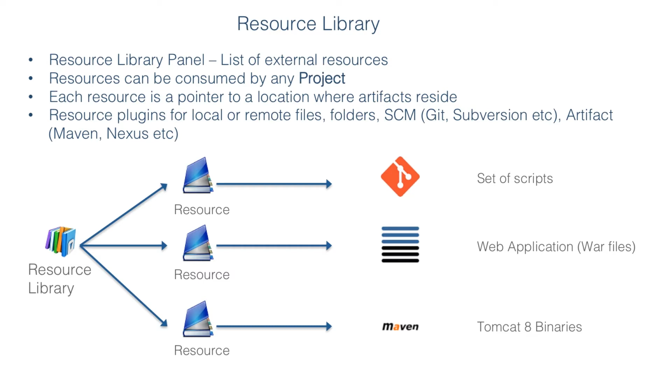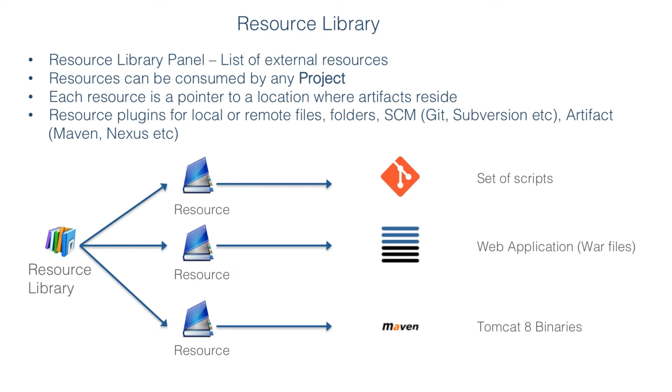The resources can be consumed by any project, and each resource is a pointer to a location where those artifacts reside. Now that could be an HTTP request, it could be local and remote files or folders, it could be an SCM repository, or it could be an artifact repository. And here we're showing a few examples of what sorts of things could be stored in external resources.